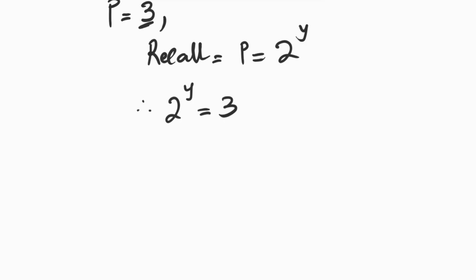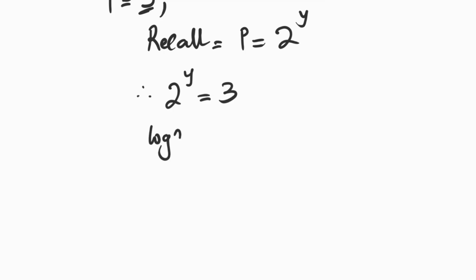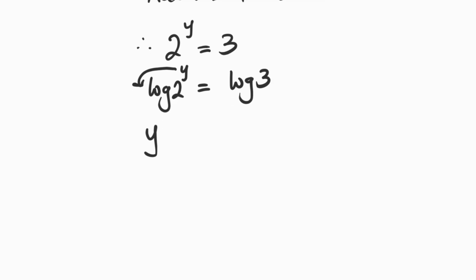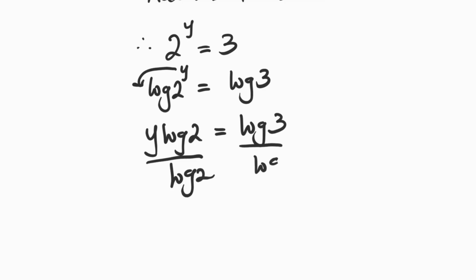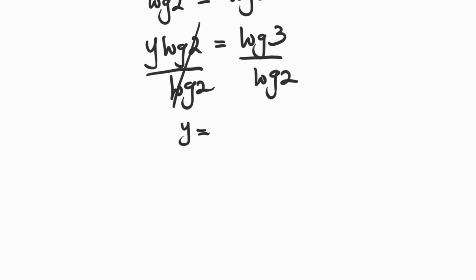Now to solve for y, we have to apply log to both sides. If we do, it becomes log of 2 raised to the power y equals log of 3. Now the exponent y can come down there, and it becomes y log 2 equals log 3. Now to find the value of y, we just divide through by log 2, and we have that y is equal to log 3 divided by log 2.